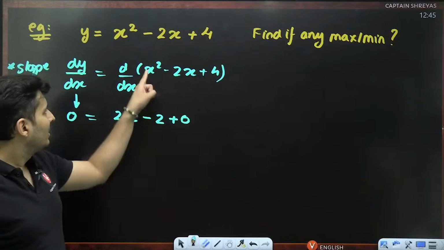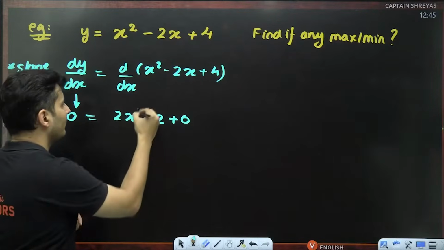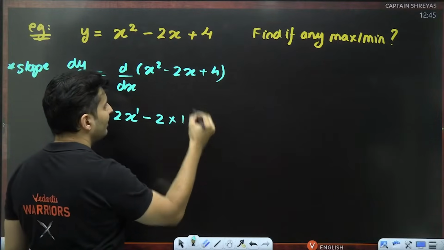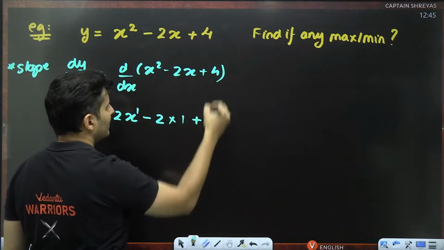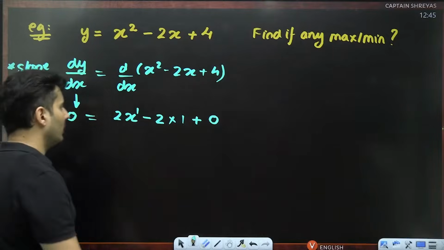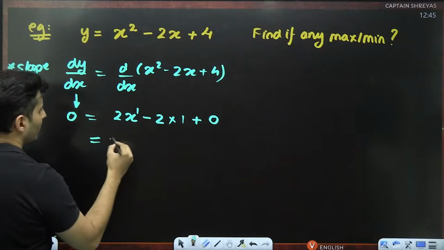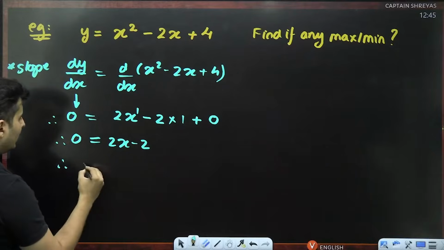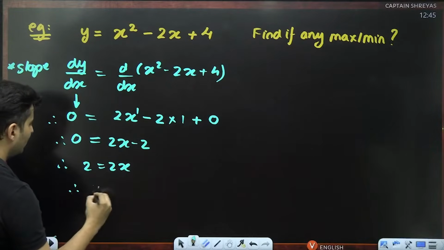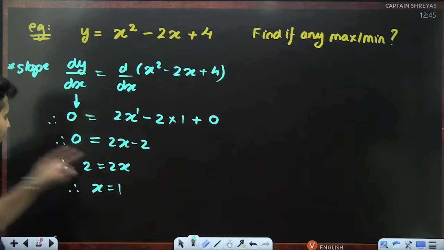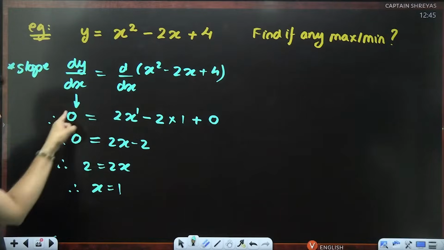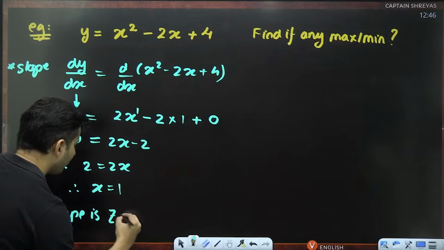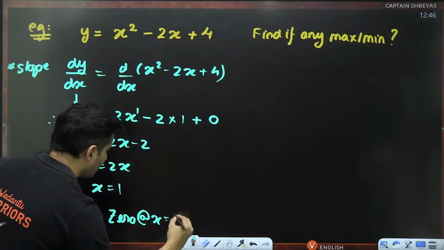Correct? Makes sense? X square's derivative is 2x raised to 1, 2 into x. X's derivative is 1 only. Plus 4 is a constant. Constant's derivative is 0. So hence, I will get 2x minus 2 is 0. Solving this further, take that 2 over here. That is 2x. Therefore, x is equal to 1. What it tells you is the slope is 0 at x equals to 1.